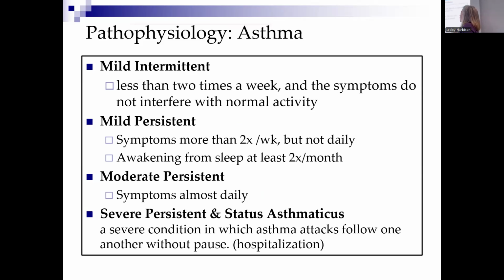And then there's the mild persistent, which happens more than twice a week, but not daily. And then awakening from sleep is less than 2 times a month. So it's really not disturbing their sleep. It might slightly affect their daily activities, but not significantly. And then there's the moderate persistent. That's going to be someone that's dealing with it much more. Symptoms can happen almost daily. And then severe and then status asthmaticus.